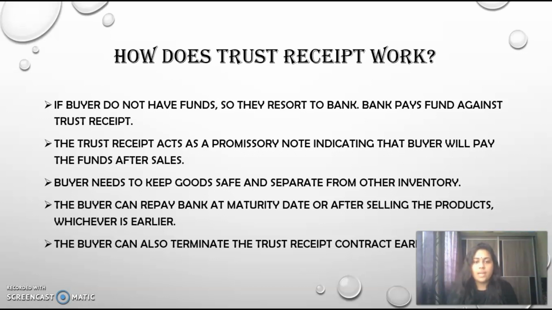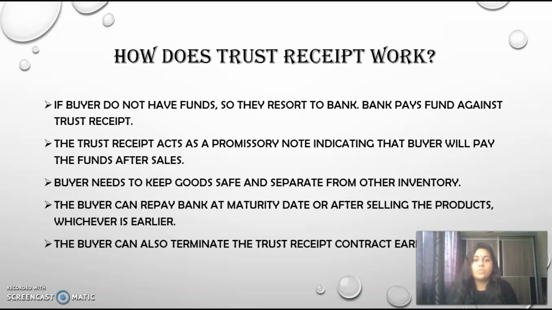The trust receipt acts as a promissory note indicating that the buyer will pay the funds after sales. The buyer needs to keep goods safe and separate from other inventory. In fact, the buyer acts as a trustee for the bank for storing and selling the goods. Even though the title or possession of the goods stays with the bank, the buyer has possession too.